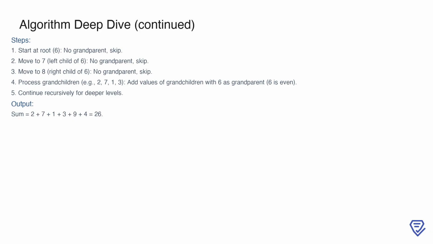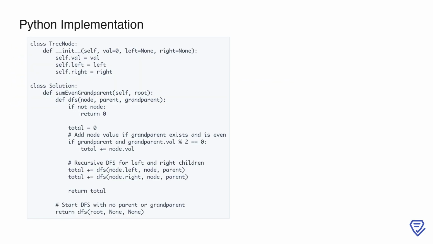We continue this process recursively, including deeper levels of the tree. For instance, node 9 is a descendant of 2, and node 4 is a descendant of 3, both are included because their grandparent 6 is even. After summing all contributing nodes, the final result is 2 plus 7 plus 1 plus 3 plus 9 plus 4, which equals 26. This example demonstrates how the algorithm efficiently identifies and sums the values of nodes with even-valued grandparents while skipping others. This implementation solves the problem of summing all nodes in a binary tree whose grandparent node has an even value.